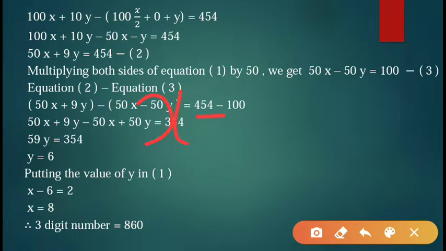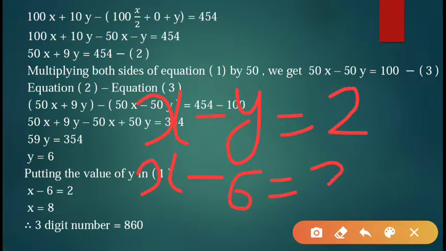What was equation number 1? x minus y is equal to 2. So in the place of x, write x only. In the place of y, write 6, is equal to 2. When you transfer this 6 to the right hand side, it becomes plus. 6 plus 2 gives you 8, so x is 8.